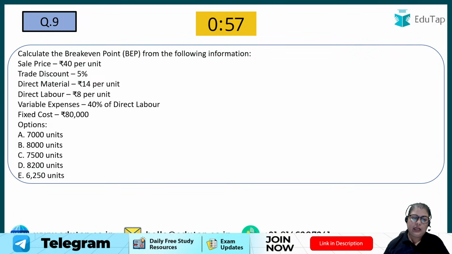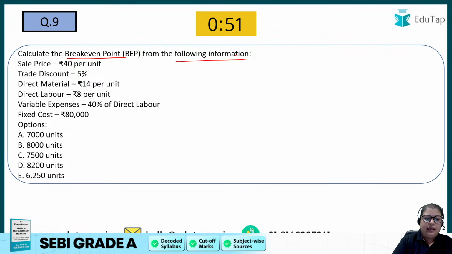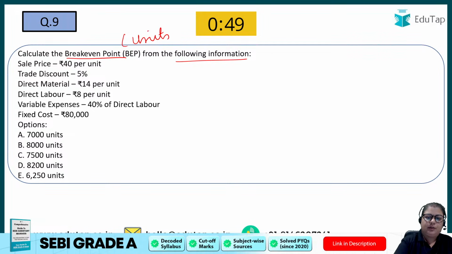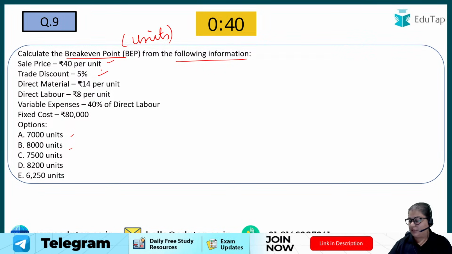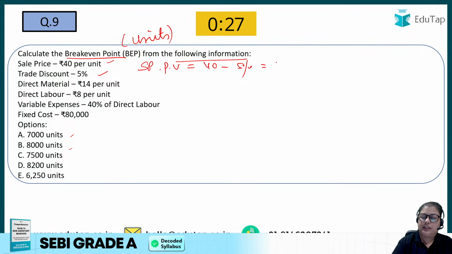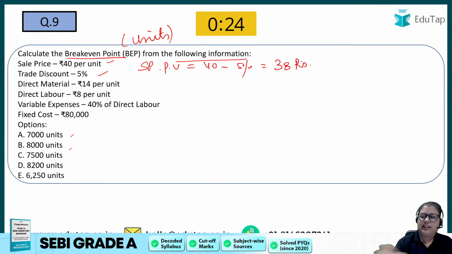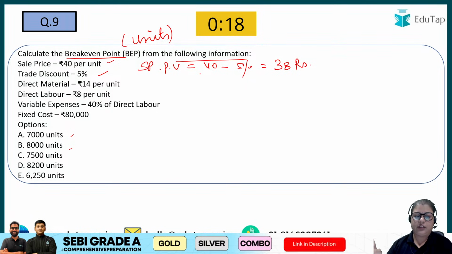Question number 9. Again, you have to calculate the break even point from the following information. Here you also have to calculate in units only, because can you see the options? These are all in units. So sale price is given to you, rupees 40 per unit, but there is a trade discount of 5% given to you. So can I say the selling price per unit will be 40 minus 5%? 40 minus 5% is 38 rupees, because 5% of 40 is 2 rupees. So 40 minus 2, 38 rupees.